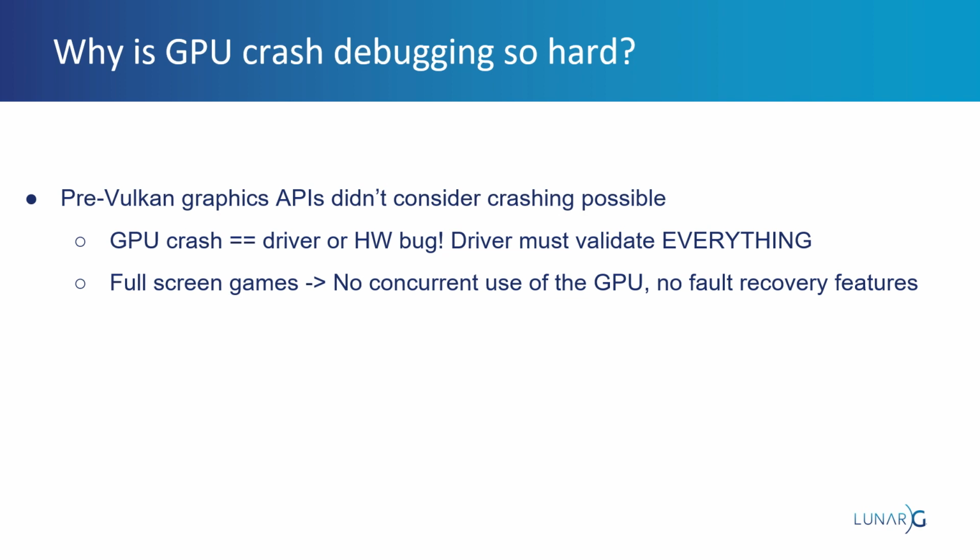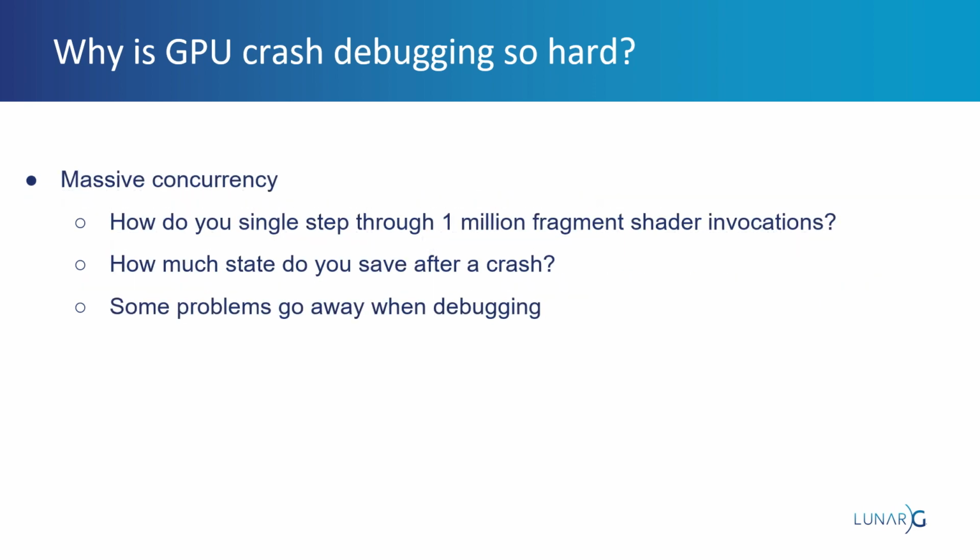Another thing out of history was that the first use cases were full screen games, and we didn't really have concurrency on the GPUs, and so the fault recovery and figuring out who was guilty and who was innocent and continuing on wasn't really a hardware or software feature. You just kind of restarted where you were and moved on.